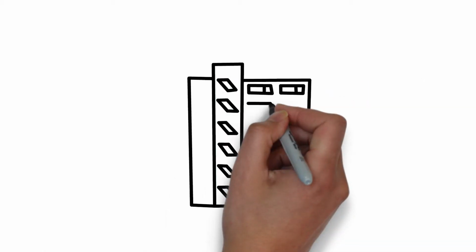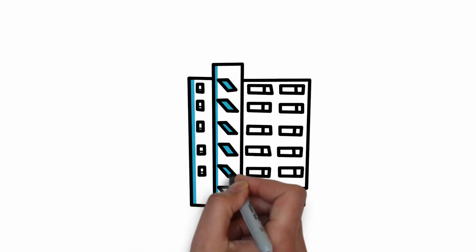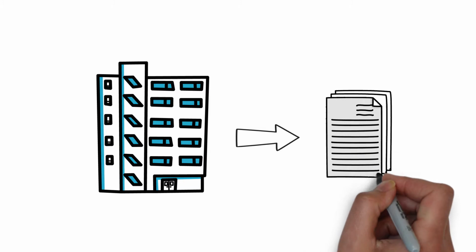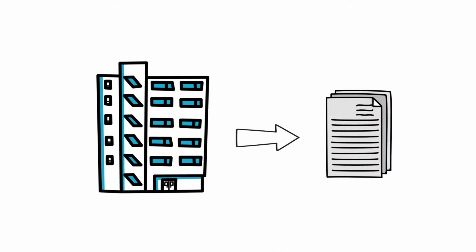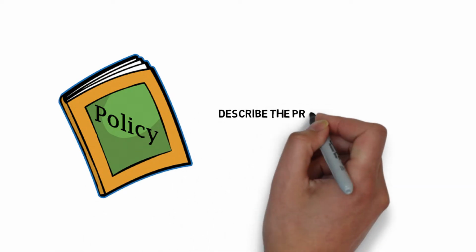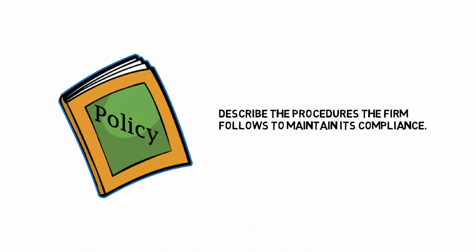GIPS-compliant firms are required to document how they comply with the GIPS requirements, as well as any recommendations that the firm chooses to follow. This documentation acts as the firm's internal representation of their GIPS compliance and is intended to state the firm's policies and describe the procedures the firm follows to maintain its compliance.